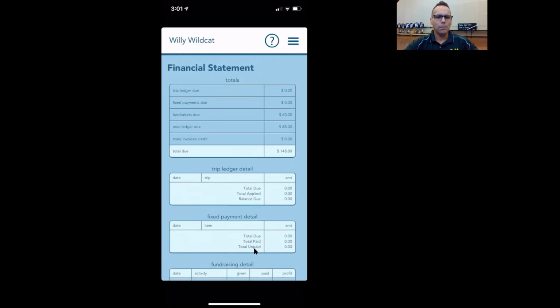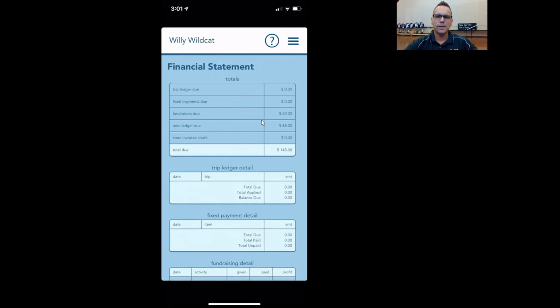If you scroll back up, of course, I'll go one more time on this totals box, which relates to everything you saw down below. There's the totals for fundraisers. He still owes for one box of chocolate. In the miscellaneous ledger, $88 is still owed. I didn't see this, but we don't have store invoices, credit, and so on. We're not doing a store on CHARMS.